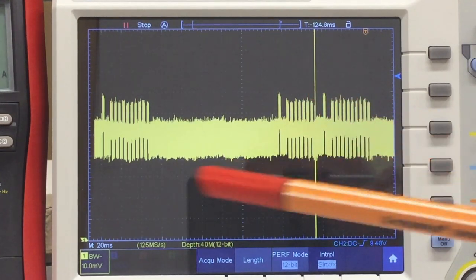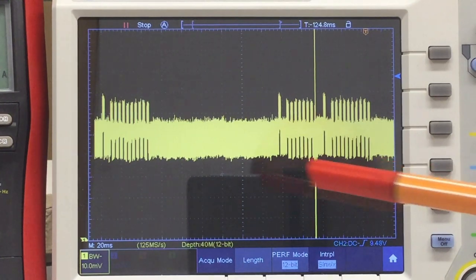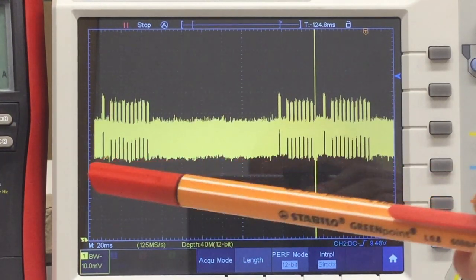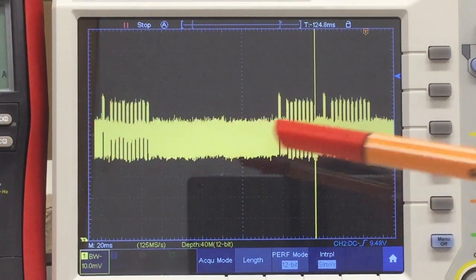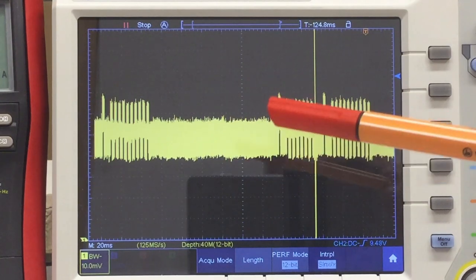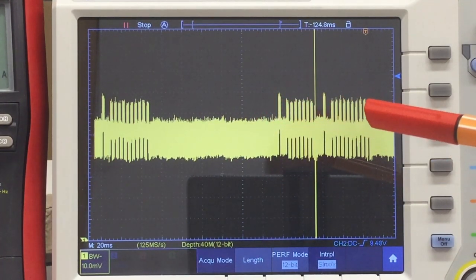Bottom line, the bottom of the noise floor is about 0.4 milliamps. The top of the noise floor, 0.6 milliamps. And we have these peaks at 0.7 milliamps.